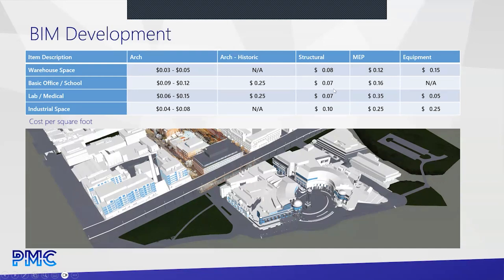And this number really assumes that there are 2D documents available that can be used to reconstruct the structure, because most of the structure is going to be hidden behind the finished space. In the case where we don't have those documents, then there is no structural charge. It's part of the architectural model where it's exposed and it's not going to be more. MEP can range wildly depending on the level of detail we're going to, and how much detail we're putting in.